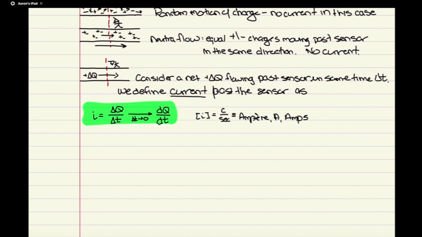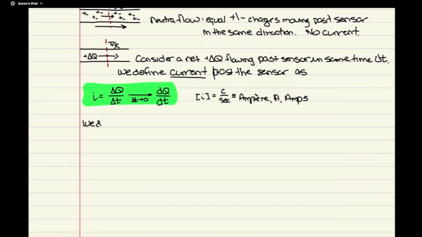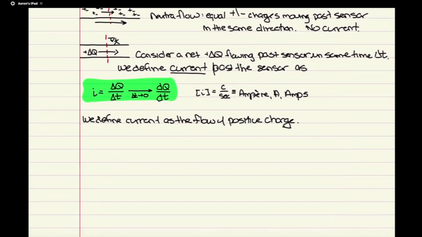A little bit of detail: we define current as the flow of positive charge. This is just a convention. So if we say the current is, say, 2 amps, that signifies that there are 2 coulombs every second of positive charge moving in a particular direction.